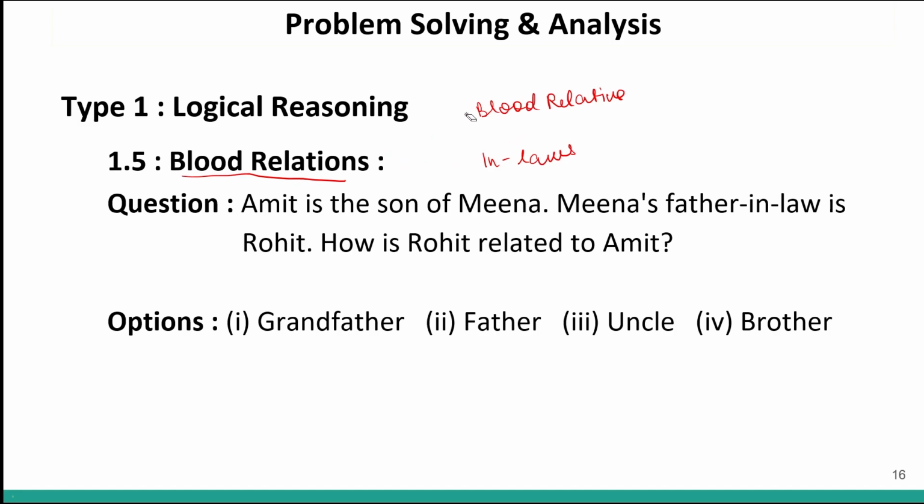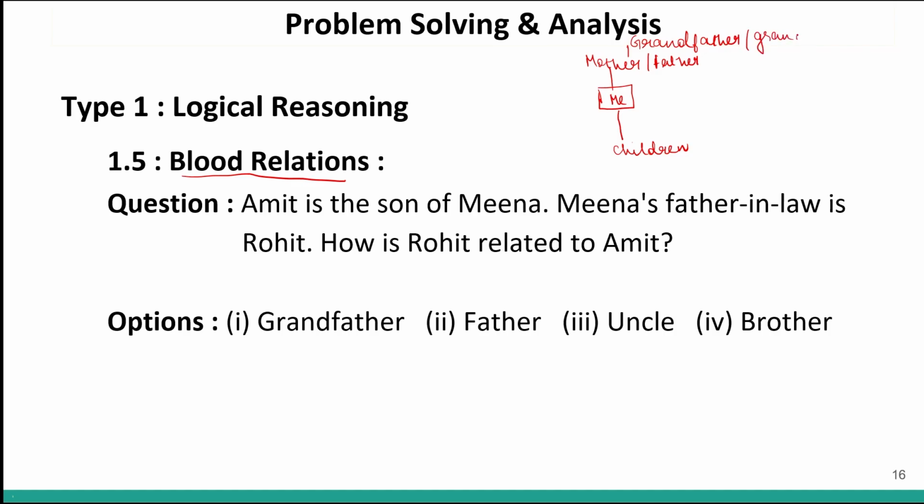Now, if I draw a simple chart, this is the basic chart. We can expand on it to understand the concept of blood relations. Now, let us say I am the center point in this chart. This is me. Correct? Then the generation below will be called my children. The generation above me will have my mother and my father. The generation above this will have my grandfather or my grandmother. Correct?